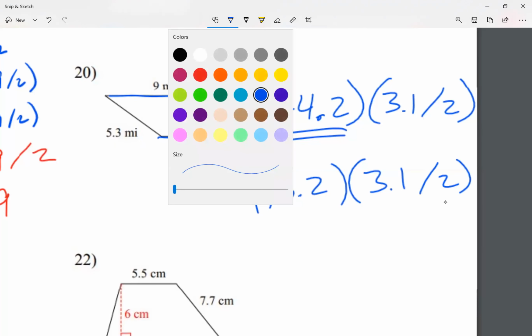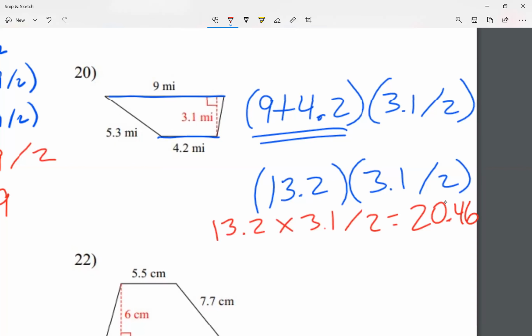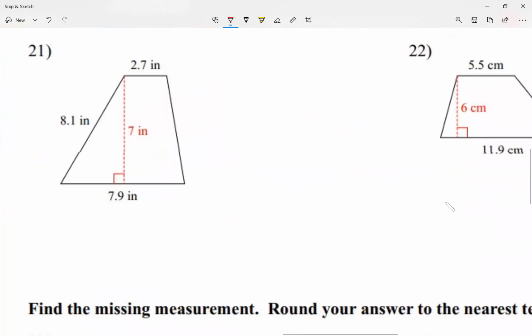And this I'm going to multiply by 3.1 and then divide by 2. So I'm going to type the whole thing in. When I type it in my calculator, it really will be 13.2 times 3.1 divided by 2. So let's see, I have a calculator. So 13.2 times 3.1 divided by 2, I get 20.46. My instructions say find the area. It says nothing about rounding, so I'm not going to round. Be careful in the instructions.